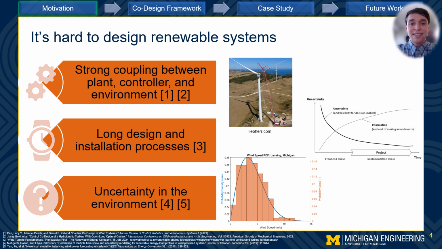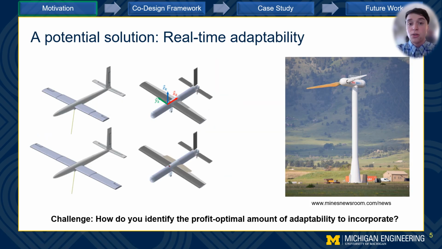And lastly, these systems have to operate and harvest energy from a time-varying environmental energy resource, requiring systems to operate in a wide range of conditions. A potential solution to this challenge is the integration of something called real-time adaptability into the design of a renewable energy system. Adaptability can be integrated into either the plant design, enabling real-time reconfiguration, or into the controller design through adaptive control.